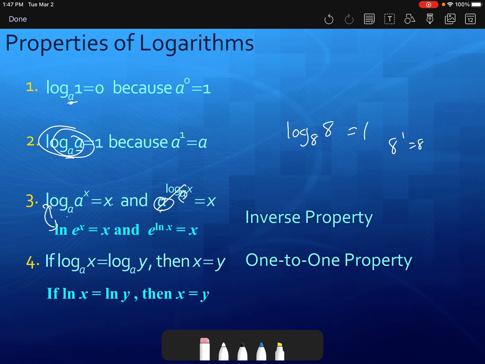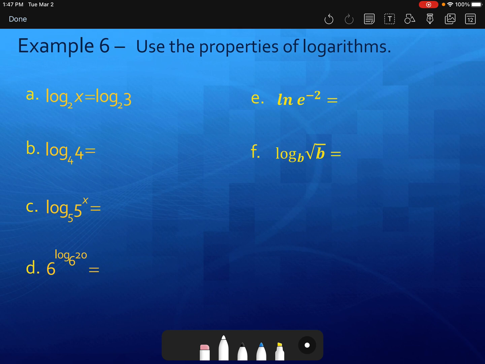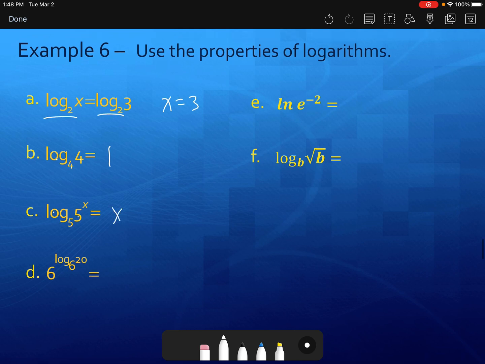The other one is the one-to-one property, which is if log base a of x equals log base a of y, then x has to equal y. Well, that makes perfect sense. So if the natural log of x equals the natural log of y, then x equals y. Now, we're going to use the properties of logarithms to solve these. Okay? Well, I see a log base 2 and a log base 2. So x equals 3. Easy. Well, here we go. Log base 4 of 4. Well, that has to be 1. Log base 5 of 5 to the x has to be x.